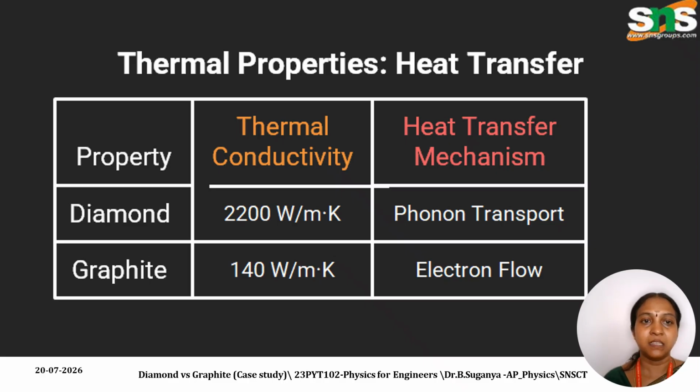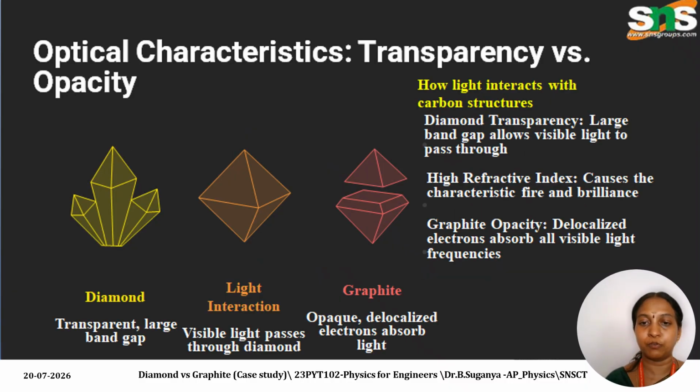Next are the thermal properties: heat transfer and thermal conductivity, and heat transfer mechanisms for both diamond and graphite. The thermal conductivity of diamond is 2200 watts per meter kelvin, and for graphite it is 140 watts per meter kelvin. The heat transfer mechanism for diamond is phonon transport, and for graphite it is electron flow.